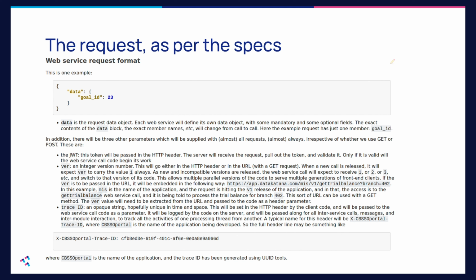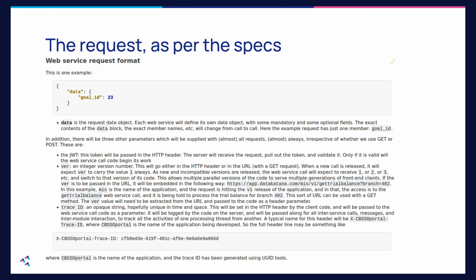typically at least three more things. One, there will be a JWT. Almost all web services will be authenticated, so there will be a JWT. And this is usually not in the data block, it is outside in the HTTP header. That is the authentication token.